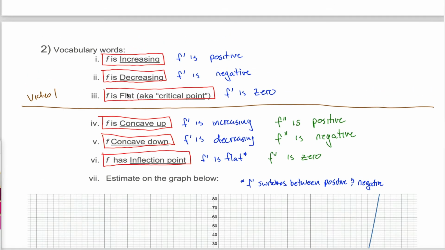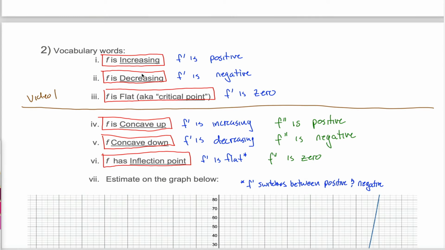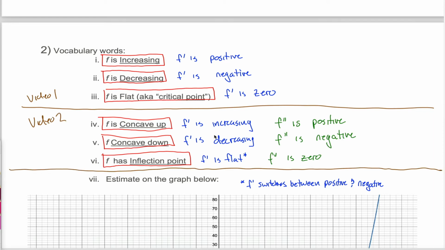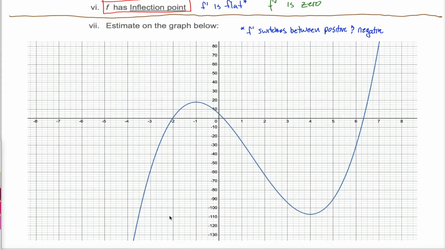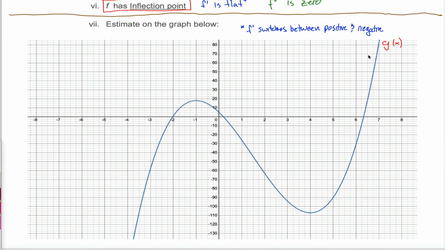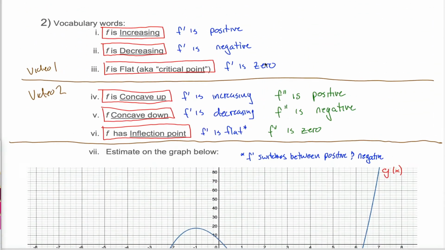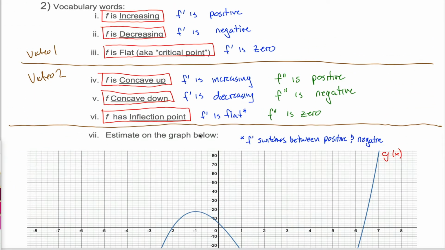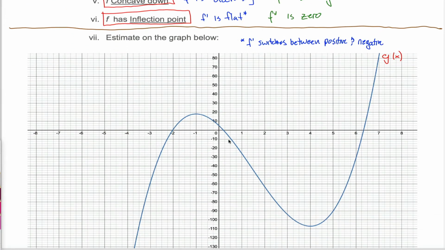To try to make this as straightforward as possible, we have these 3 vocabulary words: increasing, decreasing, and flat. And the purpose of video 1 is to tie those 3 concepts together with the first derivative. The purpose of video 2 was to introduce 3 new concepts, the idea of concave up, concave down, and an inflection point, and to tie those 3 concepts with the change in the first derivative, which turns out to be exactly the second derivative. What I'd like you to be able to do is look at a function like what's pictured here. Maybe we'll call this thing g of x, and be able to tell me when this function is increasing, decreasing, flat, concave up, concave down, and where it has inflection points.